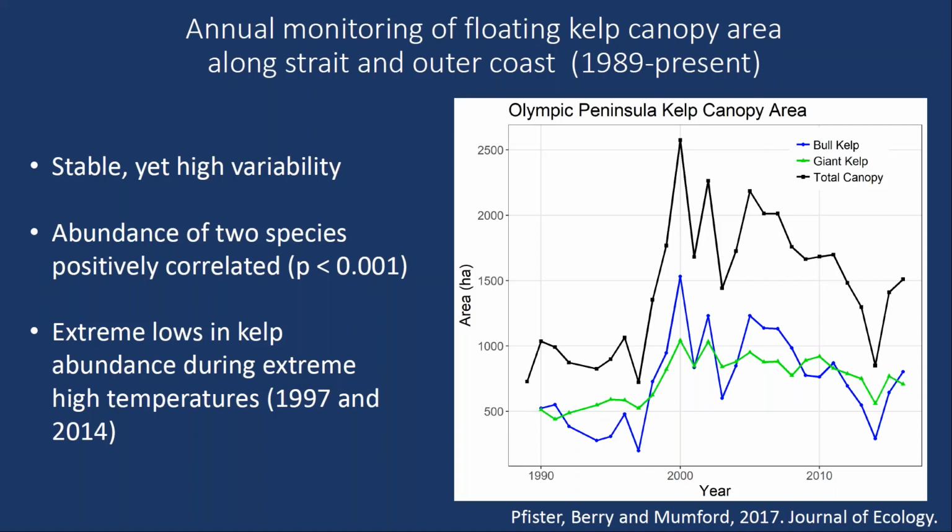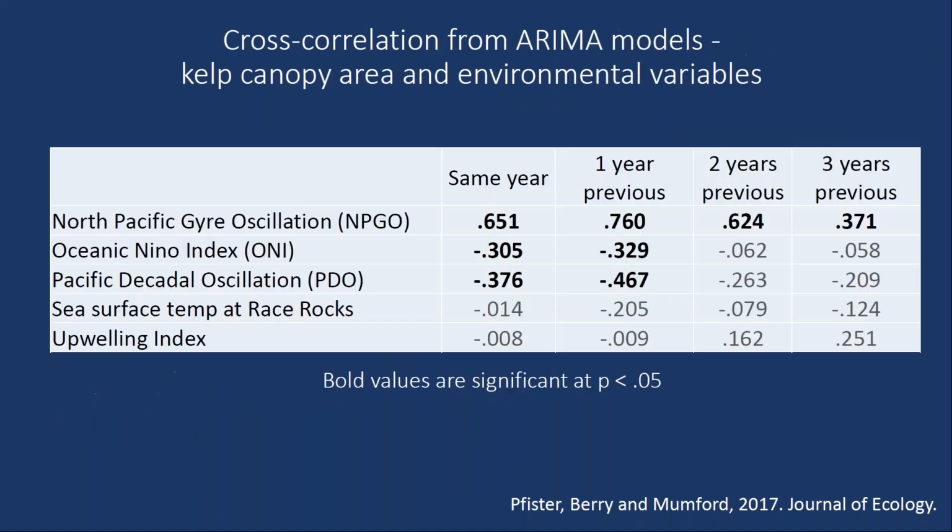So as we all, I think, assume, kelp ecologists have long attributed much of the variation that we see in kelp to climate. And you might immediately notice when you look at this time series that the extreme lows occurred in 1997 and 2014, which were extreme weather events. They always jump out for me. And so next slide, please. We recently quantified the links between canopy area and climate. We finally have a long enough data set to do that using ARIMA time series models.